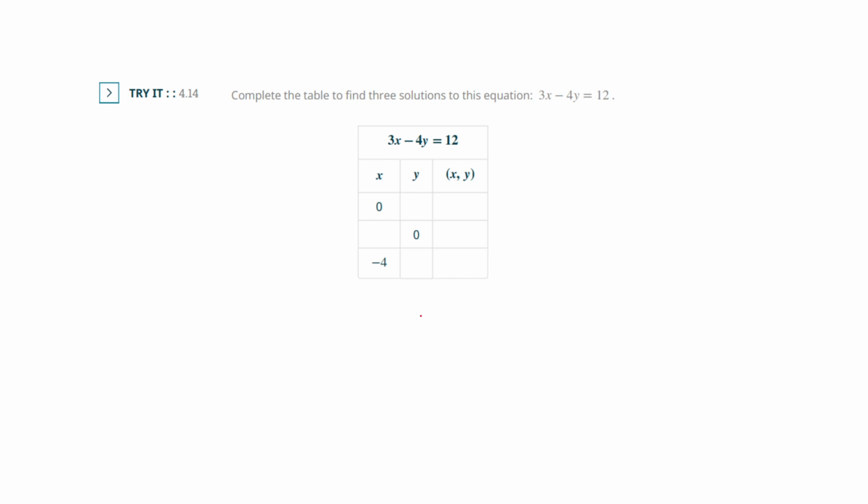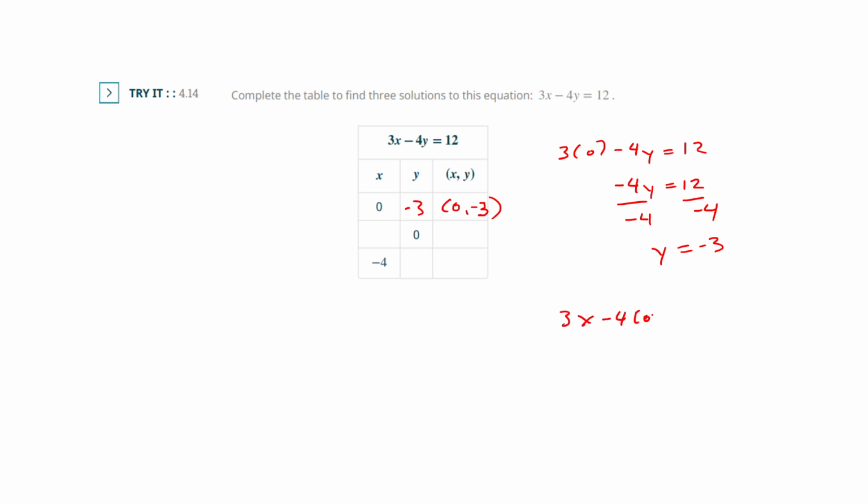All right, pause this if you want to try, but I'm going to work through another one here. They've told us the value of the x. So I get negative 4y equals 12. Y is negative 3. So that's a partnership. Now let's do the other one. 3x minus 4 times 0 equals 12. So that'll drop out. I'm left with 3x equals 12. So x is 4.